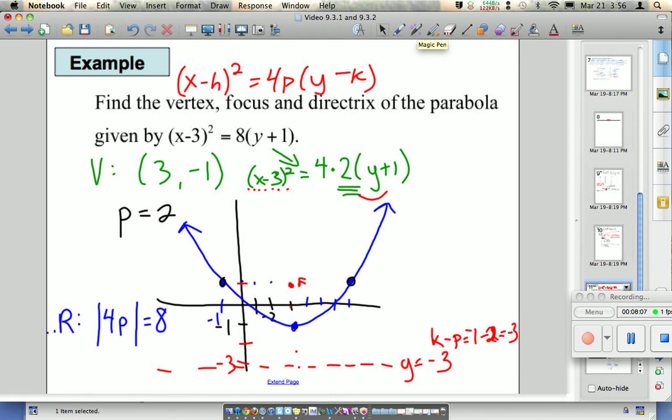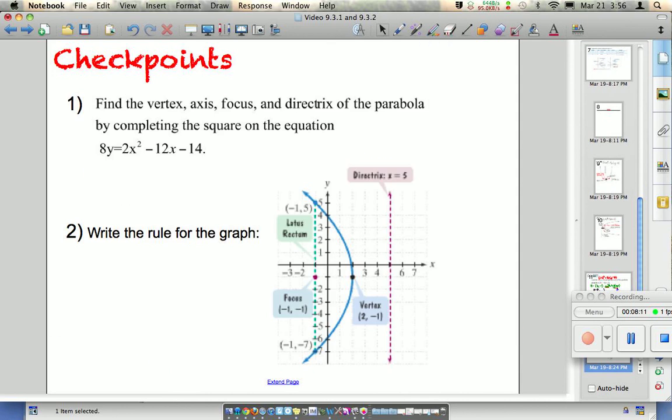So let's give this a shot on your own. See if you can graph the next one, and see if you can write a rule for the picture that's here. So your goal is to graph this. It's kind of advanced, because you will need to complete the square, and then rewrite everything in standard form. Let's see if you can write a rule for this graph that you see on the right here.